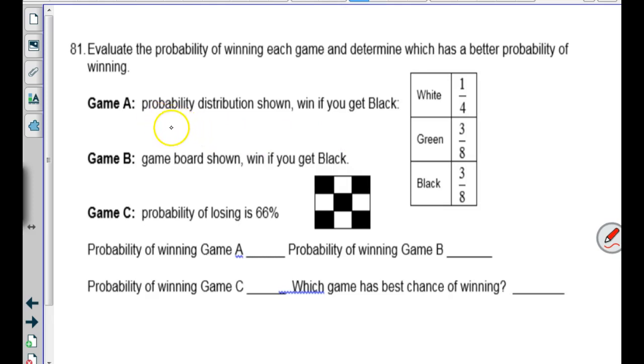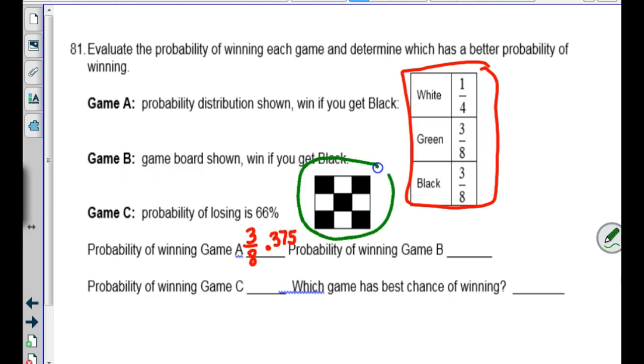Game A says you win if you get a black, and it's this chart. So what's the probability of winning game A? 3 out of 8, or can someone change that to a decimal? I think it's 0.375. Okay, this is game B. This is the game board. What's the chance you win if you get a black? You land on black, which is 0.556, I believe. Someone typing.